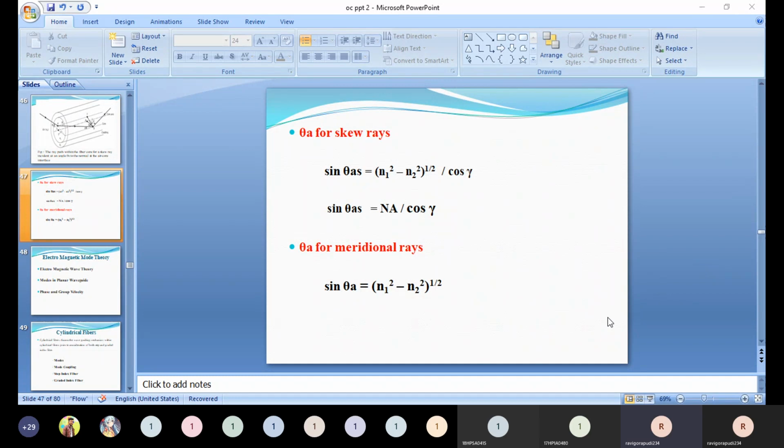70. Yes, tell me. What is theta A? What is theta A? Skew rays, sir. What is theta A? My slide is visible to you? Yes, sir. Then tell me what is theta A? Theta A for skew rays, sir. Theta A means what? That is what I'm asking.